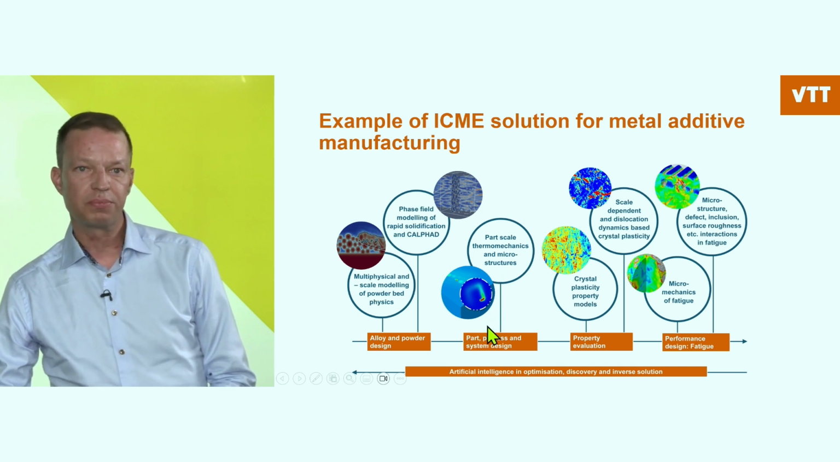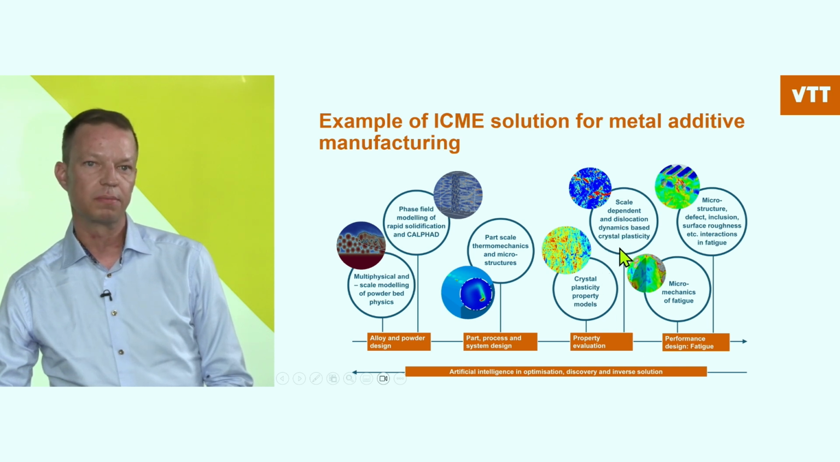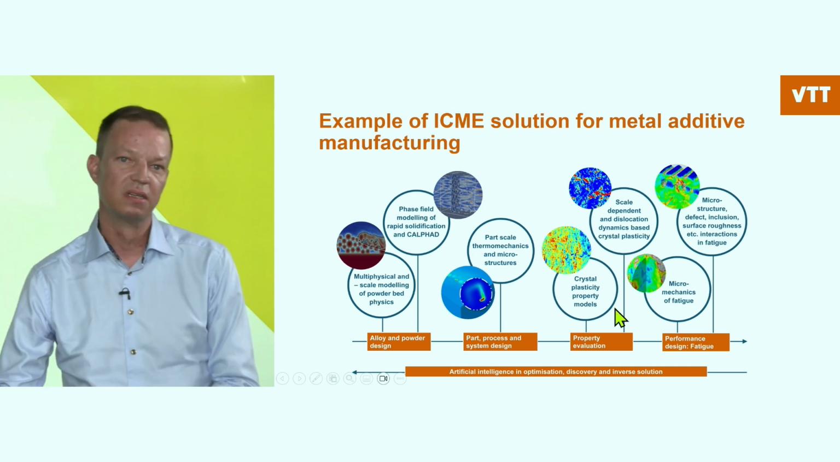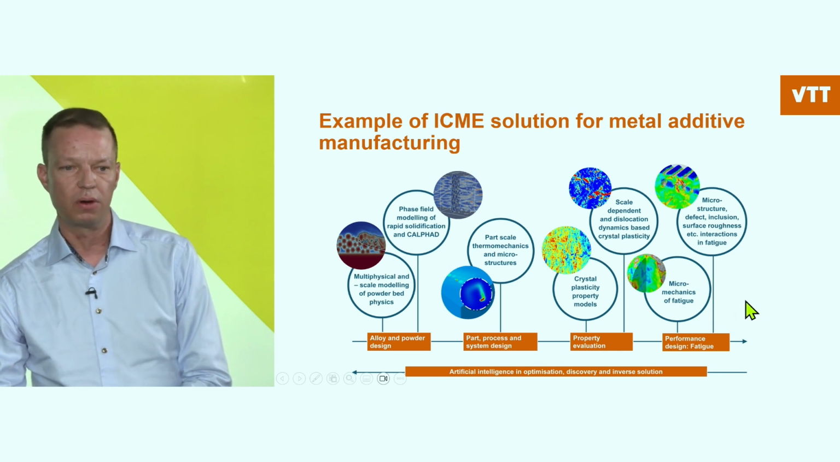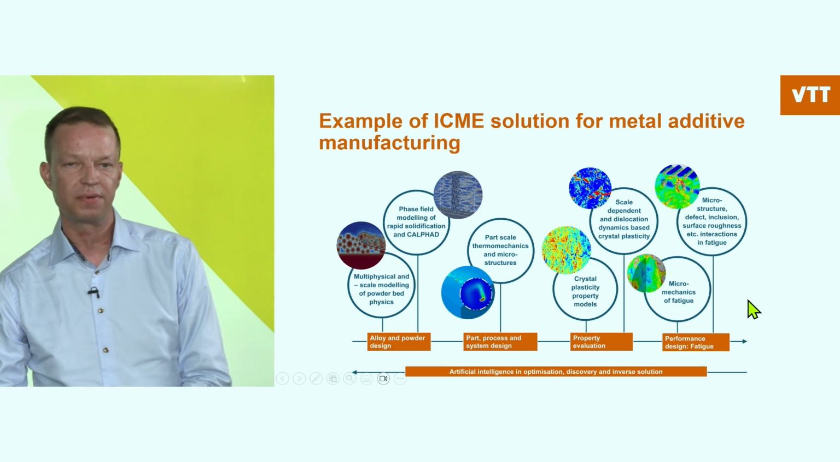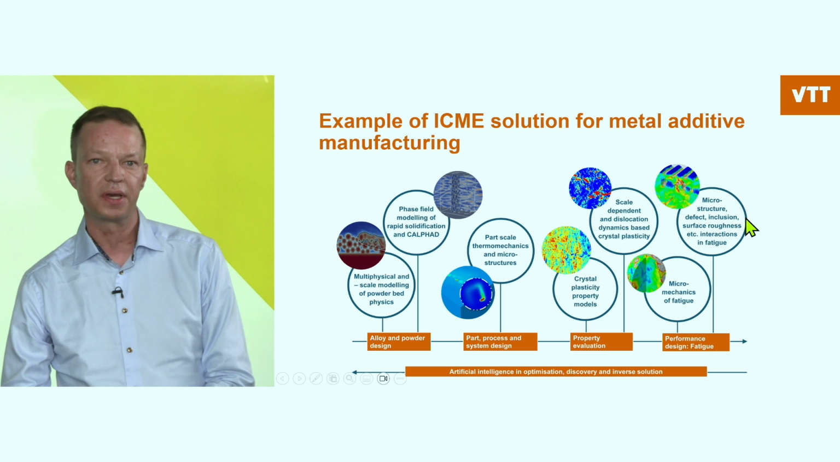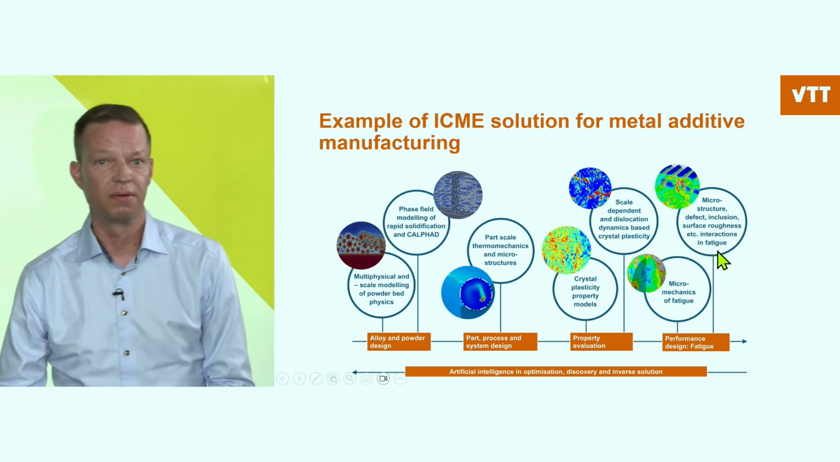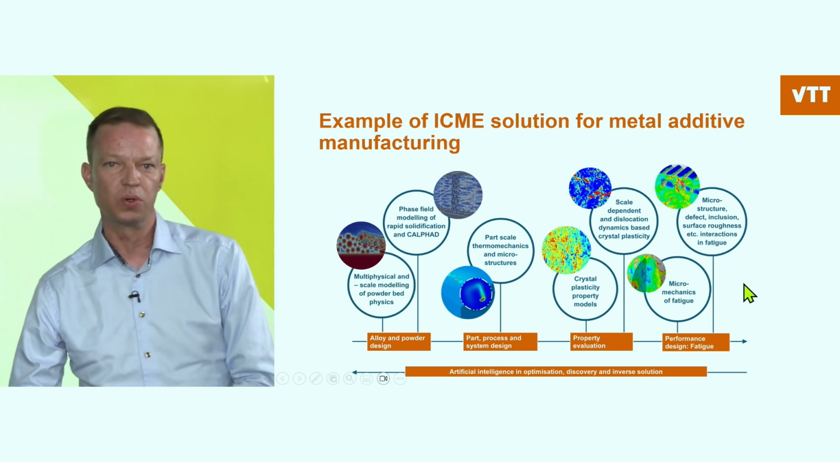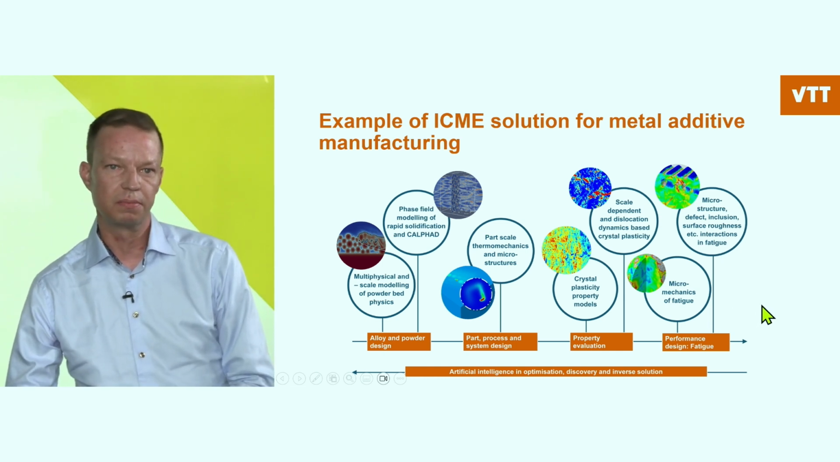When the part has been printed, we can start to look at the properties. We have the scale-dependent and dislocation dynamics-based crystal plasticity models, where we can look at the properties, and also performance models. So look at, for example, how hydrogen exposure is affecting the performance, how the microstructure, defects, inclusions, and surface roughnesses affect fatigue or creep or different performance metrics.